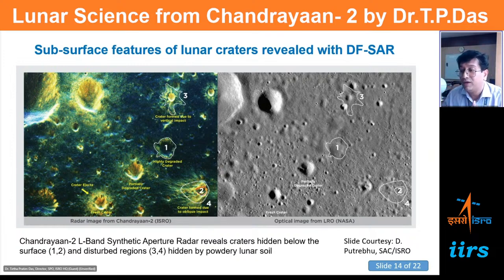So these kinds of RF waves are able to give you access to the view of the structures which are below the surface. So this is one of the pictures. The right-hand side shows the optical images from the Lunar Reconnaissance Orbiter, and the left-hand side shows the radar image from Chandrayaan-2.